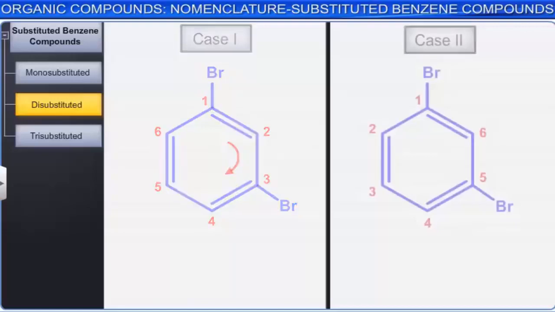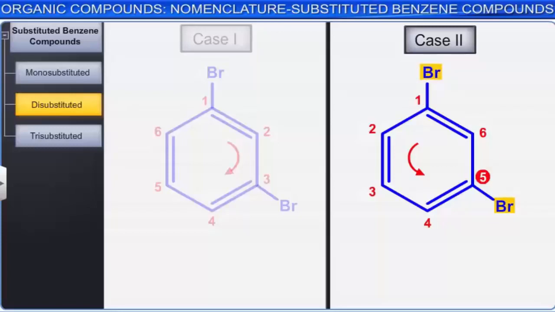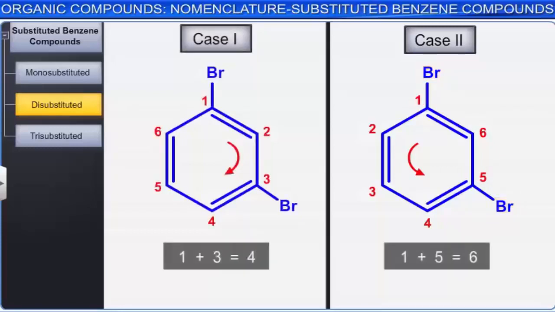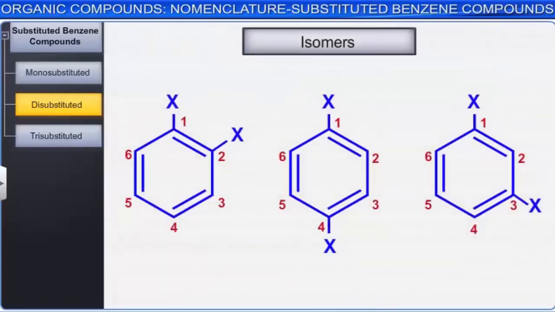In case 2, the numbering of carbon atoms is done in the anti-clockwise direction. As a result, the two bromine atoms are present at the positions 1 and 5. According to the rule, case 1 follows the correct way of numbering. 3 isomers are possible for a disubstituted benzene.